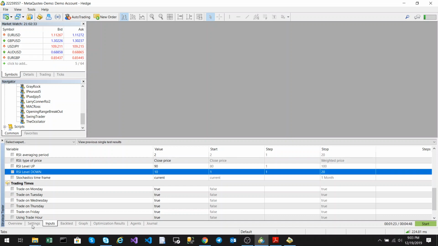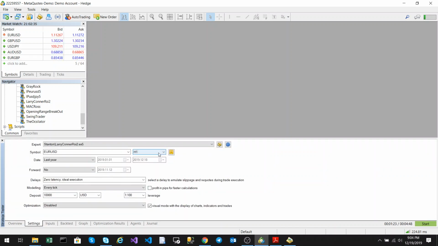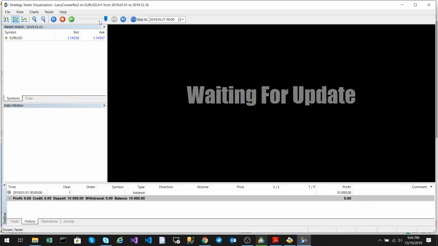Okay, so we're going to run this. We're going to run it on the 1 hour time frame for the last year, every tick, and on the Euro USD. Okay, so let's run this. And I'm just going to get ready to pause when it gets into a trade.